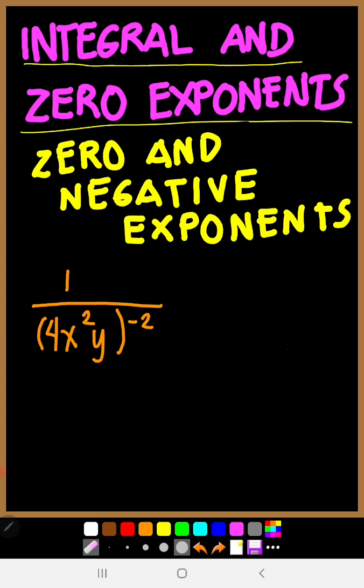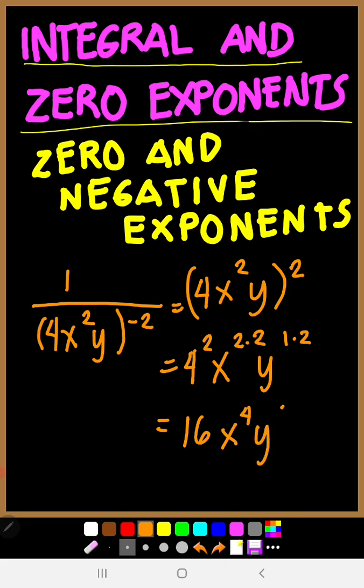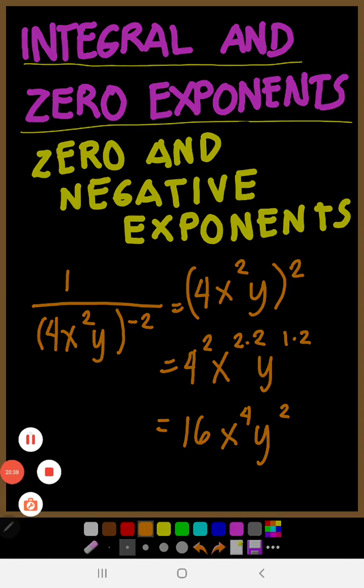So, magiging quantity 4x squared y raised to, magiging positive 2 na siya. Okay? So, you just multiply, distribute natin, power of a product, 4 squared, x raised to 2 times 2, and then y raised to 1 times 2. So, our 4 squared is 16, and then x raised to 4, 1 times 2 is 2. So, magiging y squared. So, that is our final answer.